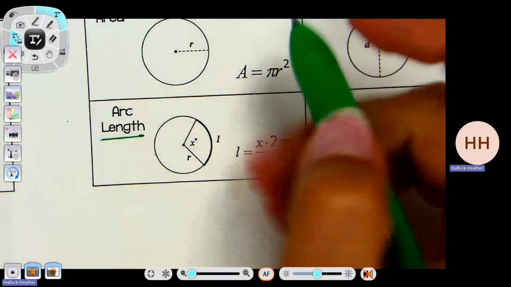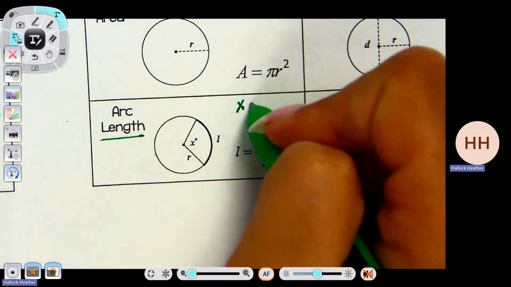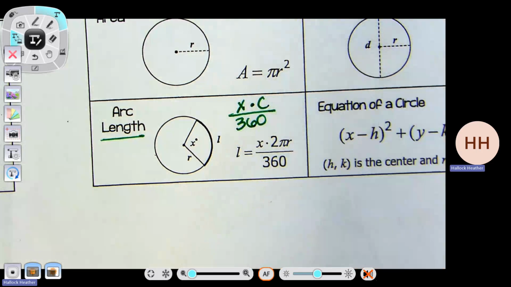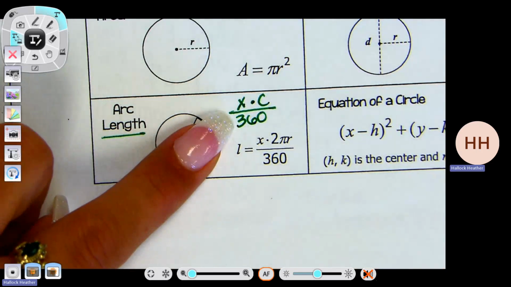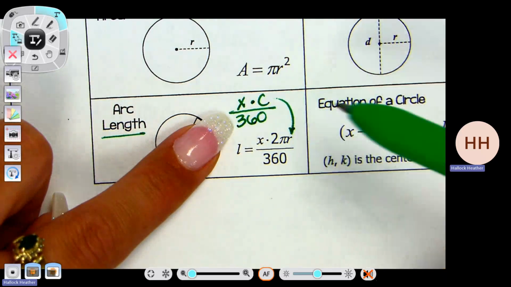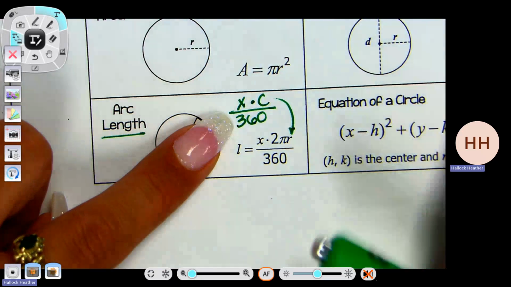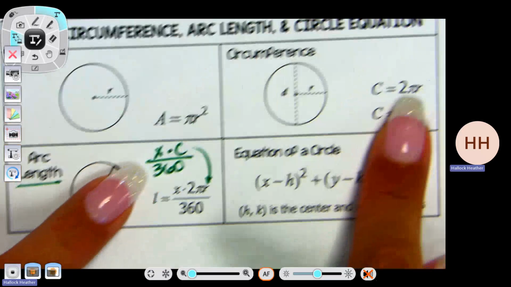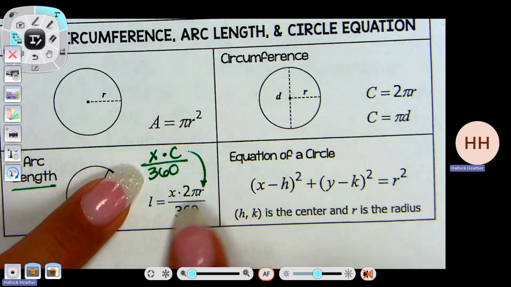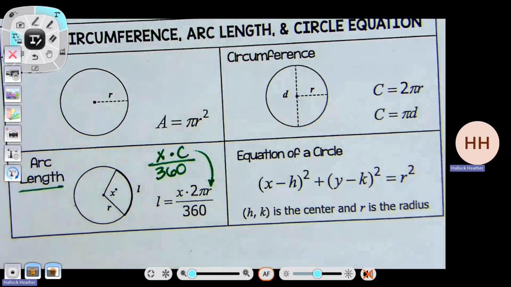So the other formula that you could use is x times c divided by 360. Sometimes it's written like that. 360 is because it's a circle. The c is 2 pi r, which is circumference, which is what we did on Friday. Circumference is also right here. So 2 pi r is c. So it's x times 2 pi r divided by 360.